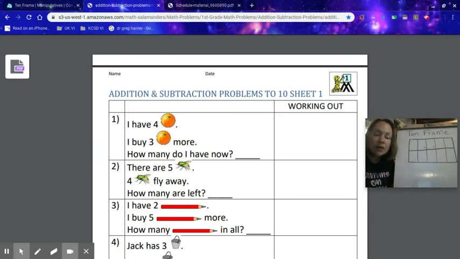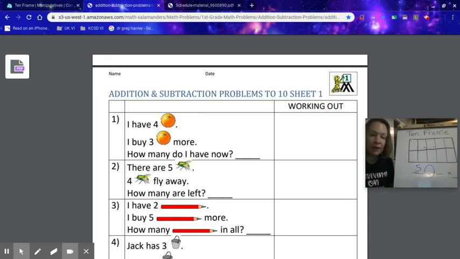All right, let's do number 2. There are 5 flies. 4 fly away. How many are left? All right, I'm going to set up my problem. Okay, let's find those key numbers. I'm going to give you a minute. Read it one more time. There are 5 flies. 4 fly away. How many are left? What's our first key number?